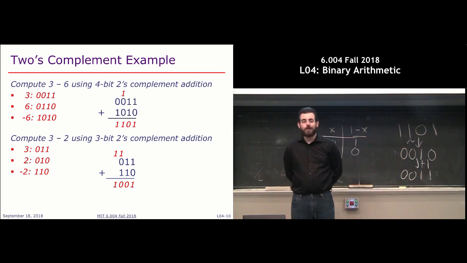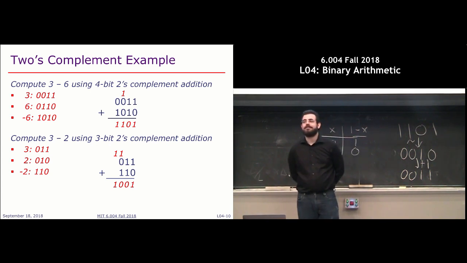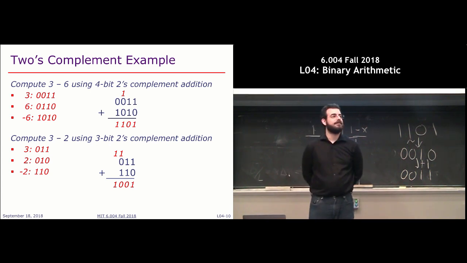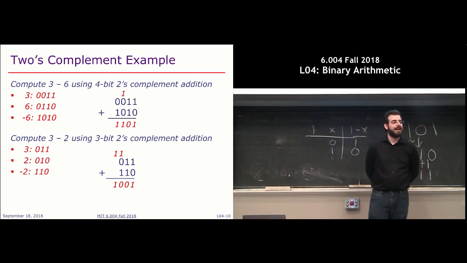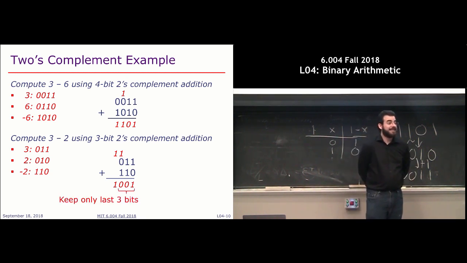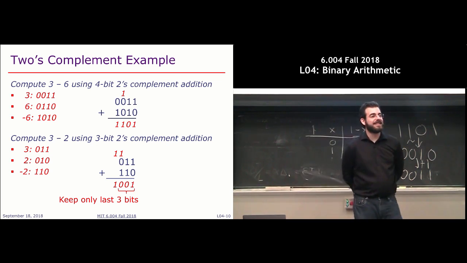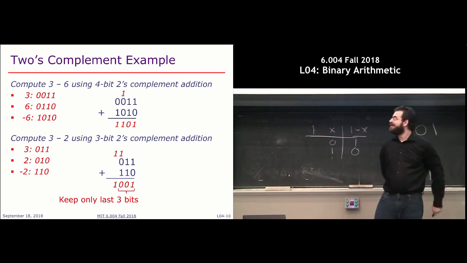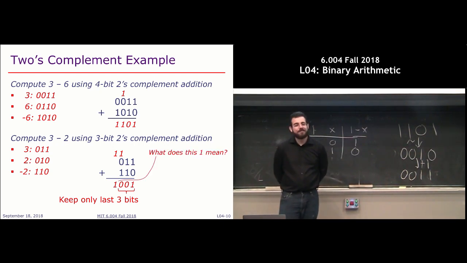Okay, what do we expect 3 minus 2 to be? 1. And what did we get? Out of range, yes. So if you keep the last 3 bits, it's just 1, right? It's what we want. But why do you keep the last 3 bits? I'll just throw this one because it's bothering me. There's a meaning of this one, right? This one has a certain meaning.